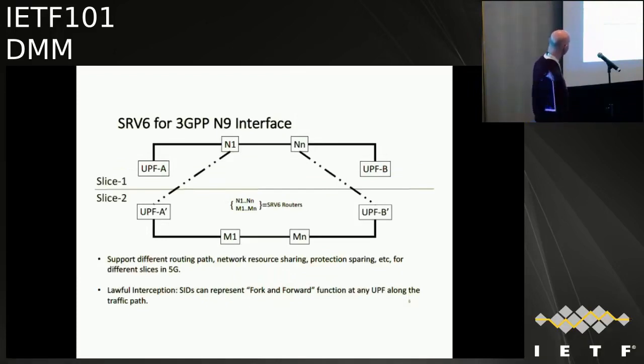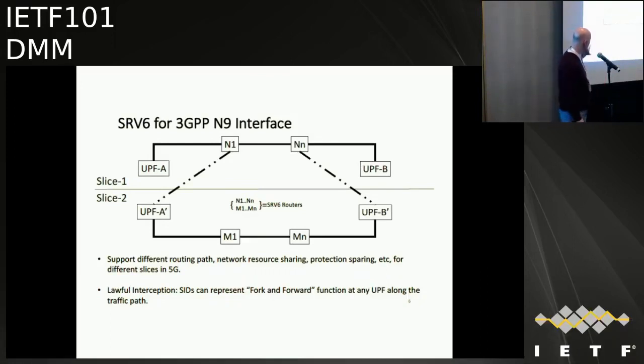Slicing, I've covered basically in a very short form. If you have two slices, they can share resources in the network, or they can have completely disjoint paths. SRv6 lends itself to this design very easily. Slice 1 and slice 2, in this case, at the beginning are using different sets of disjoint paths, but if slice 2 requires a backup or protection path, it can start using the resources from slice 1.